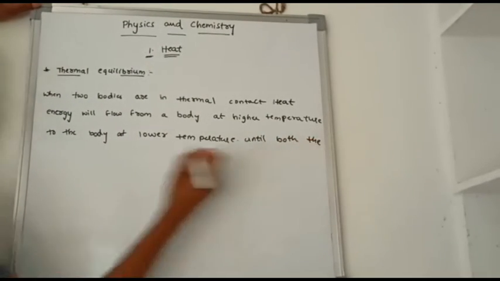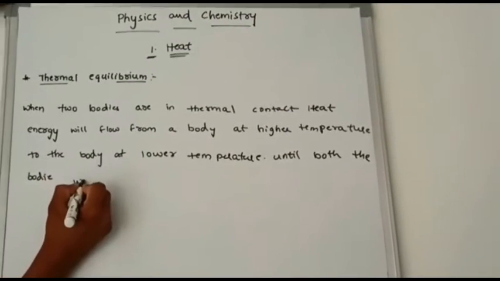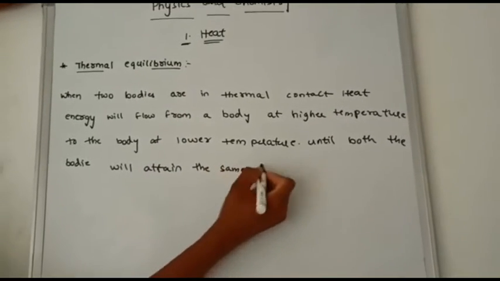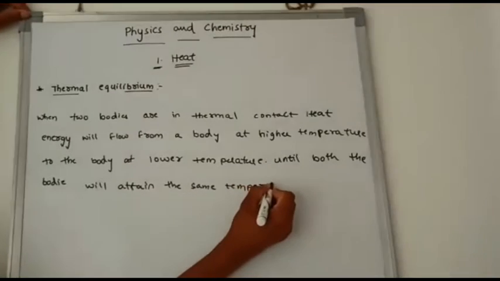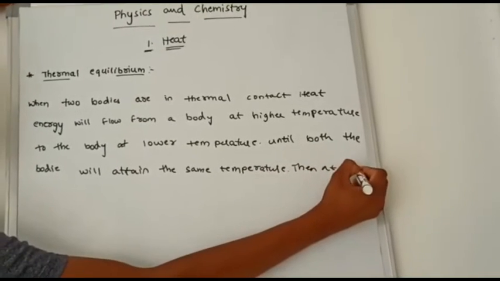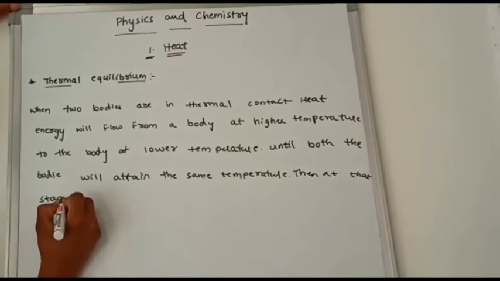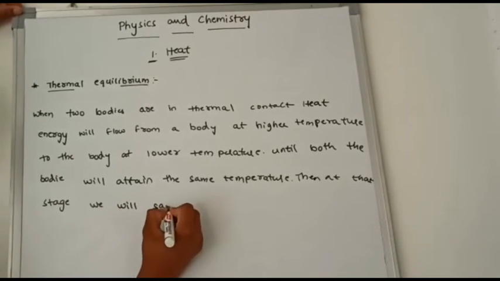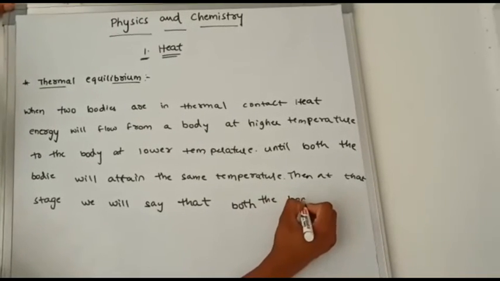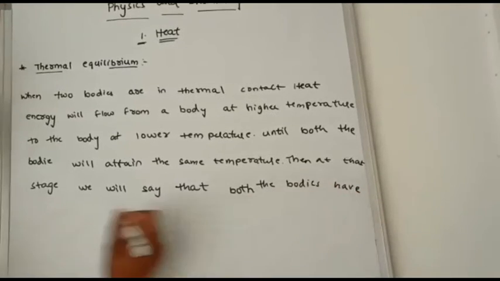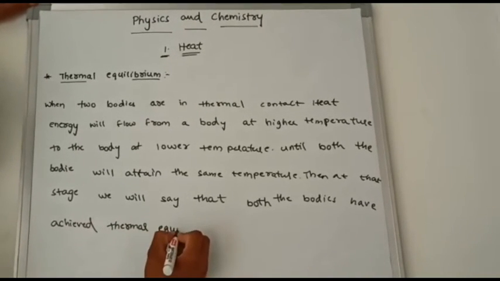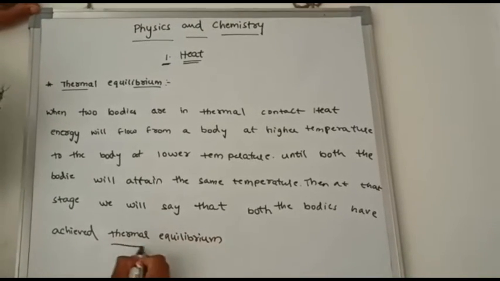When two bodies are in thermal contact, heat energy will flow from the body at higher temperature to the body at lower temperature until both the bodies attain the same temperature. Then at that stage, we will say that both the bodies have achieved thermal equilibrium. Okay students, hope you can understand.